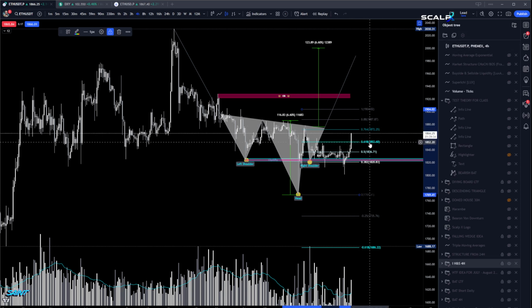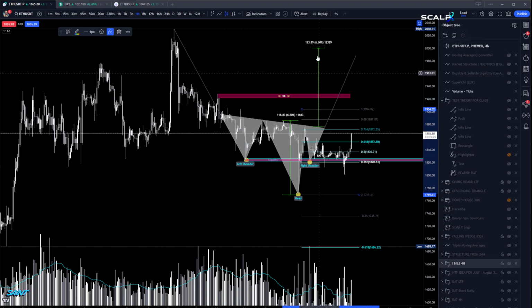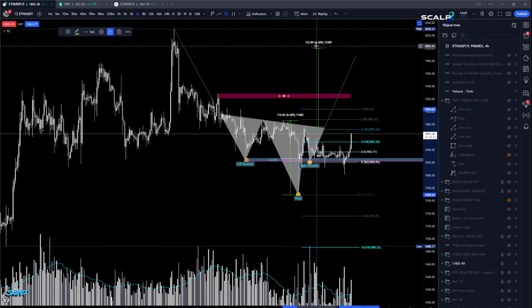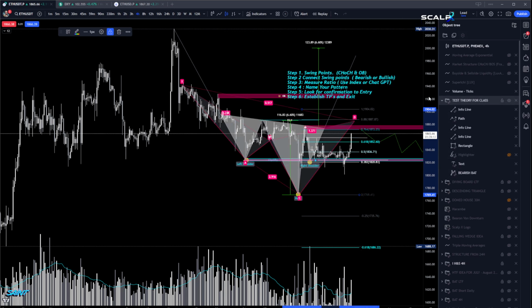All right, it's already pushed through this 618. And the measured rule for this one is from the head to the neckline. And then your breakout will be very similar. That would put us back in the 2000s. All right, so if that doesn't play out, let's say this gets smoked, busts all the way through this order block and just keeps going, then I'm not entering into a short until I get to here.